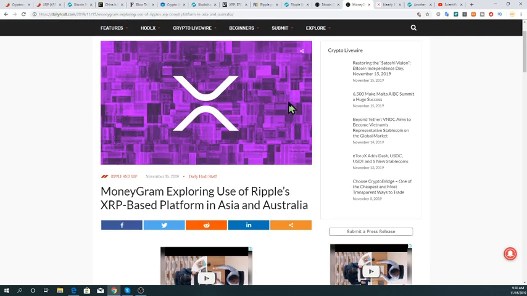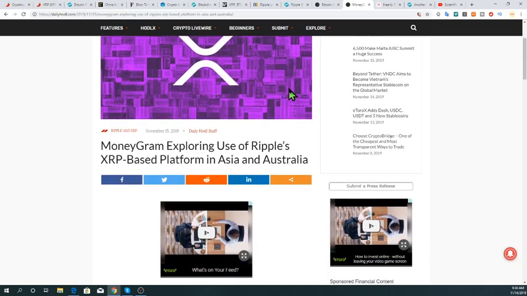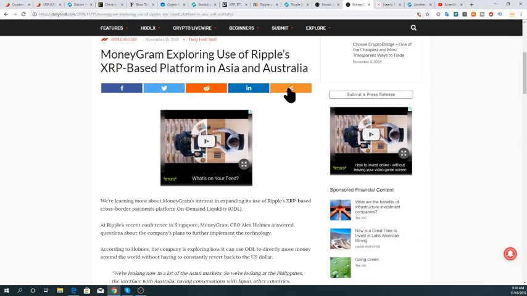It's for our favorite cryptocurrency, XRP, that's a digital asset. Now, MoneyGram exploring use of Ripple's XRP based platform in Asia and Australia. Now, if say Asia is an area, I'm not actually trying to offend anyone, but when we Asians, at least say Indians, Pakistanis, Bangladeshis, go outside to work, they actually send most of what they earn back to their home country to support their family, say their father, mother, husband, wife, or whoever it is. So there is a remittance corridor from developed countries towards Asia.